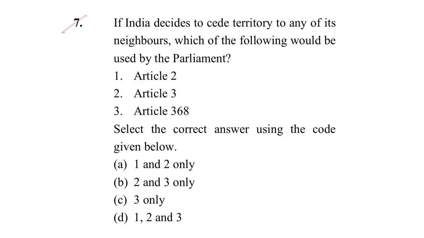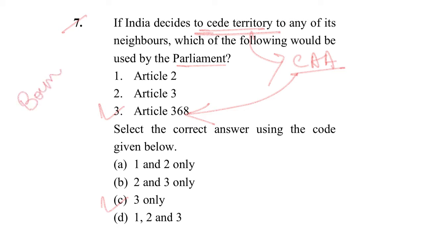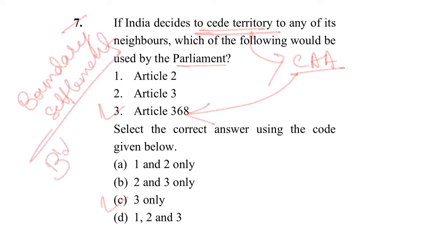Question number 7. If India decides to cede territory to any of its neighbors, which of the following would be used by the Parliament? In case of ceding the territory, we have to bring Constitutional Amendment Act, and in so doing Article 368 will be utilized. That is why 3 only, C is the correct answer. But for the settlement of the boundary, we don't need Constitutional Amendment Bill, as we have seen in the case of Bangladesh boundary settlement. And this can simply be done by simple majority.